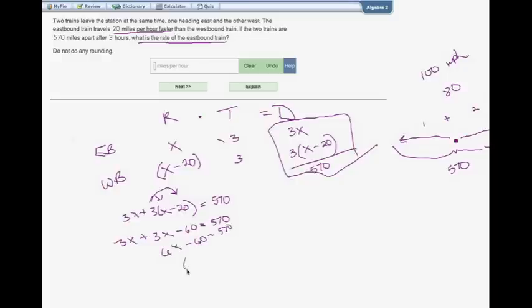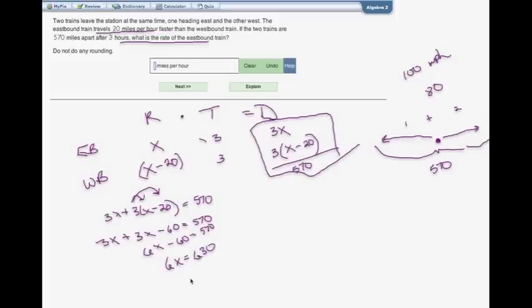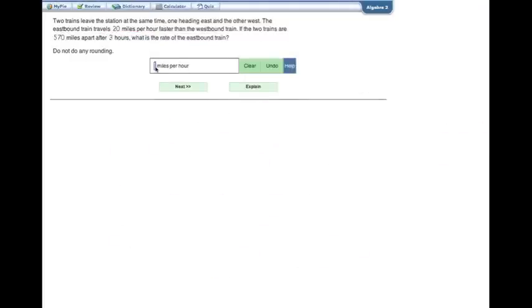Add 60 to both sides, so 6x equals 630. Okay, and 630 divided by 6 is 105. So x equals 105. So x is the rate for the eastbound train. That's what the question is asking. So 105 miles per hour is how fast the eastbound train was going.